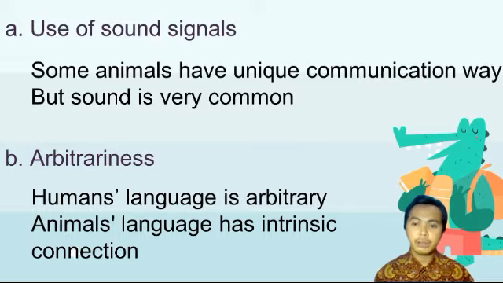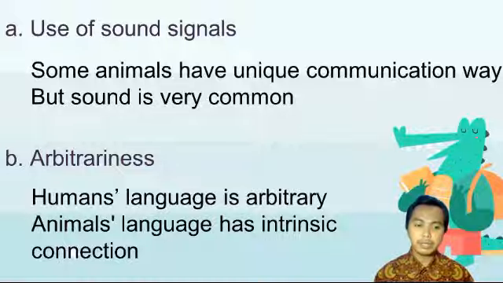Humans' language is arbitrary, while animals' language has intrinsic connections. What do we mean by being arbitrary? The animal's language has intrinsic connections. It is not arbitrary. A cat, for example, will try to arch its back, it will spit, and it will sometimes appear ready to punch to warn off its enemies.